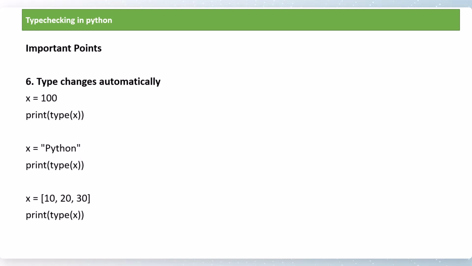In Python, the type changes automatically. If you notice this example here, x equal to 100. If you print type of x, it is going to return int. Again, I am assigning x a string, so in this case it is going to show string. And again, x equal to a list, so type of x is nothing but a list. You can notice that in Python, type changes automatically. You need not manually provide any kind of data type.